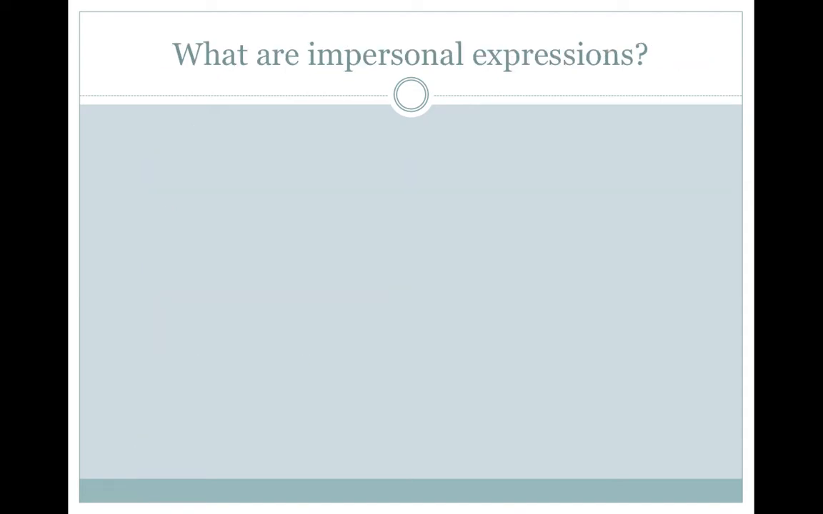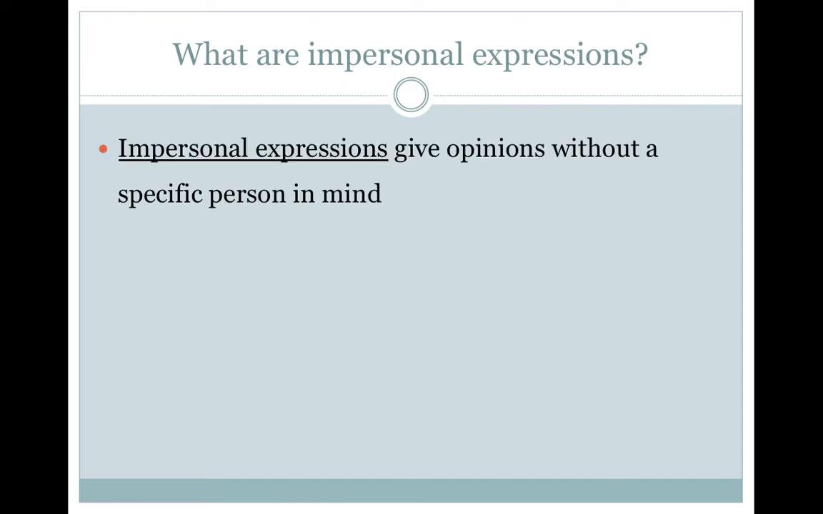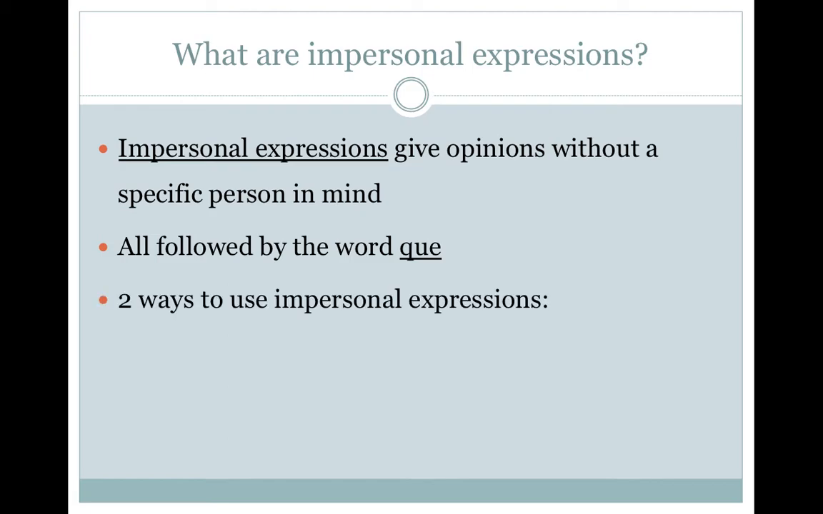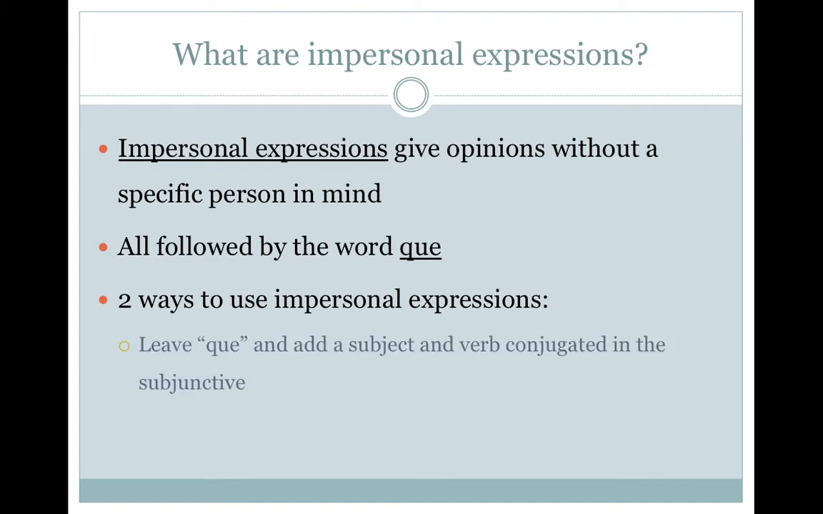And one time where we always use the subjunctive is with something called impersonal expressions. An impersonal expression gives an opinion without a specific person in mind. That's why it's impersonal. It's not directed advice. And these are all going to be followed by the word que, which we should remember from our last video means that or which. And there are 2 ways we can use these impersonal expressions in a sentence. The first is to leave que and then add a subject and verb conjugated in the subjunctive. And then the second way is to replace que with de and add an infinitive at the end.